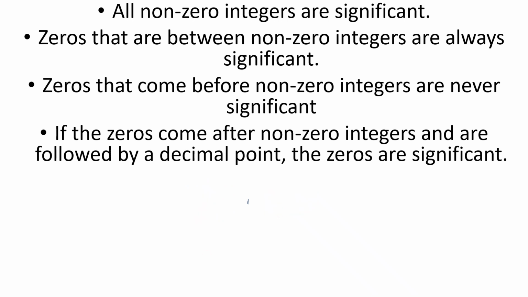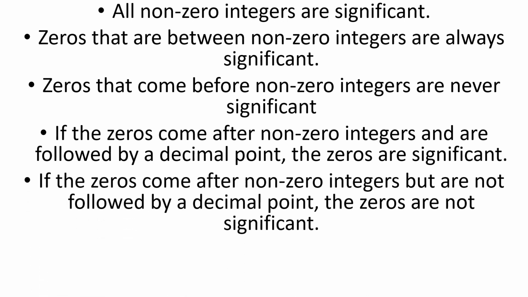Now let's see the next one. If the zeros come after non-zero integers but are not followed by a decimal point, the zeros are not significant. Now here is a trick. What does this say? If the zeros are coming after a non-zero integer but they are not followed by a decimal point, which means there is no decimal point between the zero and the non-zero integers, then those zeros will not be counted, they will not be important.